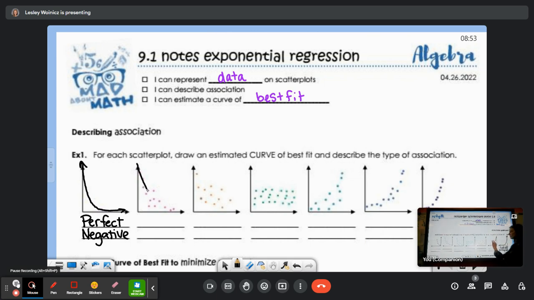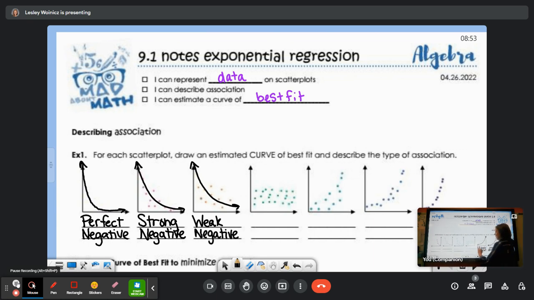Okay, the next one is also negative, but it's not perfect. You see how the points get a little fluffy? We can still see the shape of the best fit curve, but it's not perfect anymore. This is strong. Strong and negative. All right, on the third one, we can still tell that it's negative, but the points are even fluffier. They're farther away from my curve of best fit. This is a weaker negative correlation. On the very middle, we can't really tell what's going on. It's not going up, it's not going down, this has no correlation whatsoever.